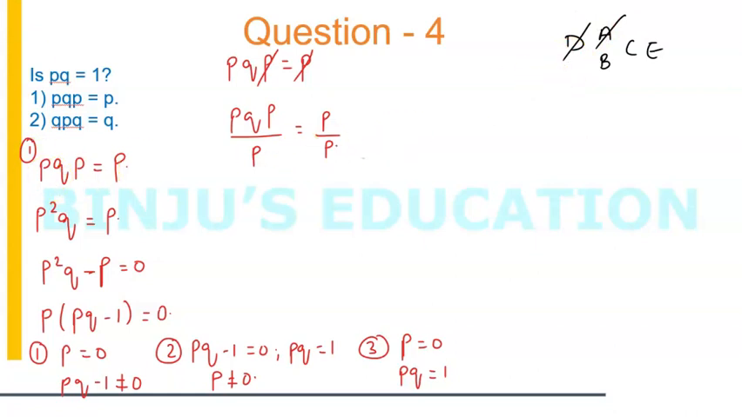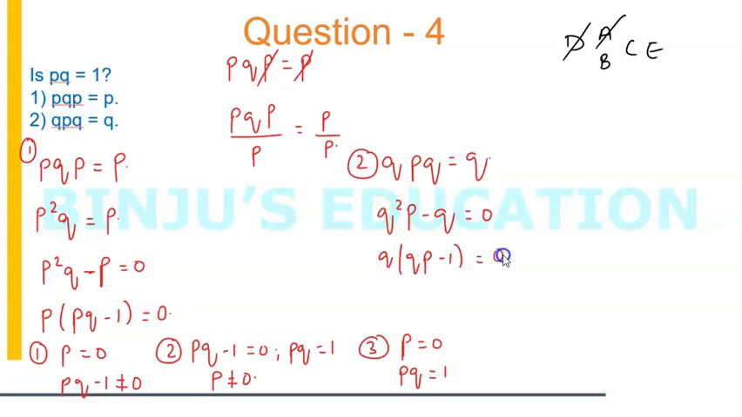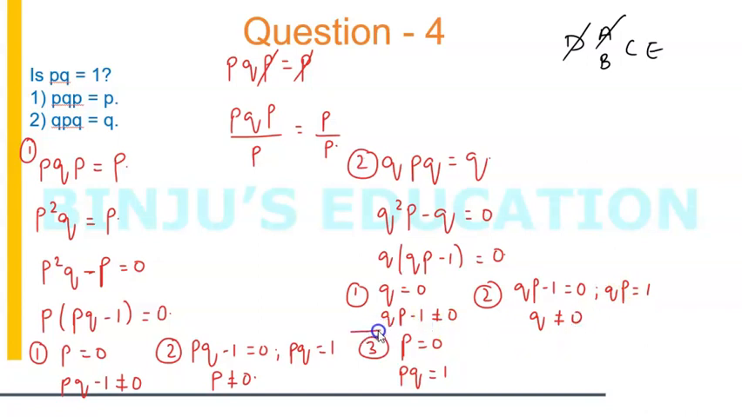Now let's go through statement number 2. QPQ is equal to Q. Again the same thing. So this is Q square P minus Q is 0. This is Q into PQ minus 1 is 0. Again you will have three conclusions from here. That is Q is 0 and QP minus 1 is not equal to 0. QP minus 1 is 0, which means QP will be equal to 1, and in that case Q is not equal to 0. I'll draw a line also.